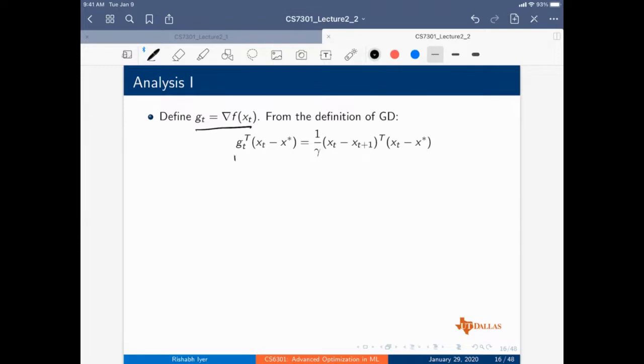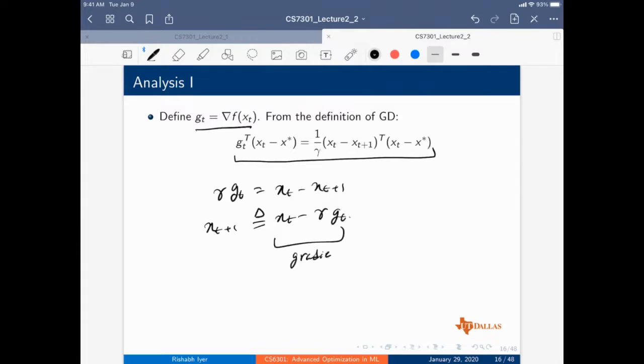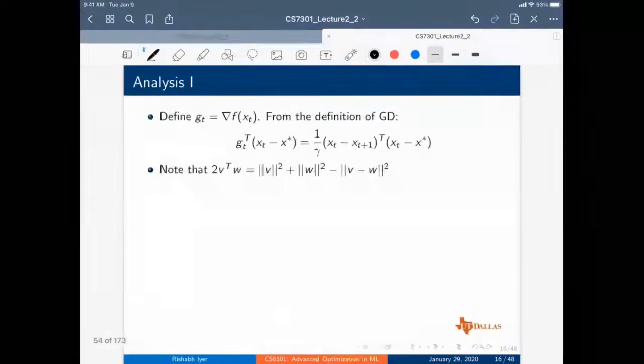Now from the definition of gradient descent, we have that g_t transpose times (x_t minus x star) is equal to this. Why is this the case? Because gamma times the gradient g_t is nothing but x_t minus x_{t+1}, since x_{t+1} is defined as x_t minus gamma times g_t. So this is nothing but gradient descent. Okay. Any questions on this? So this part is clear, right?